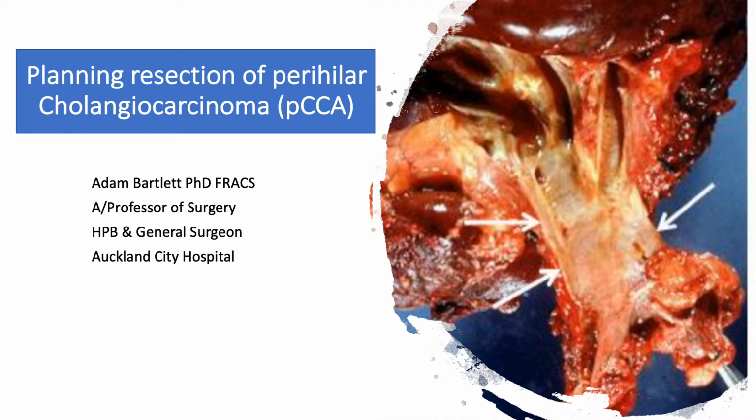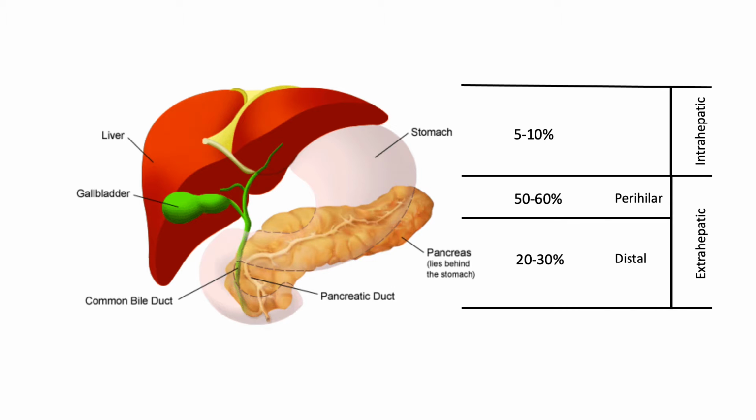Thank you for the opportunity to talk on the topic of planning resection of perihilar cholangiocarcinoma. This is one of the most difficult tumours to stage and treat, and as such I'm really not going to give it a huge amount of justice by the time that we've got here today, but we'll work our way through the principles around how one goes about staging for resectability.